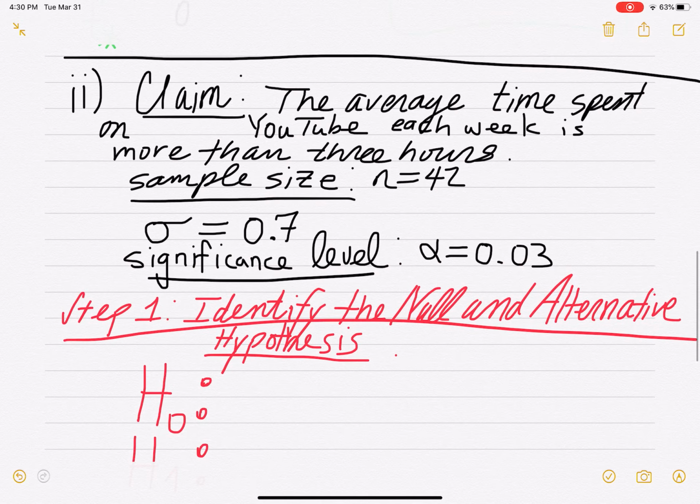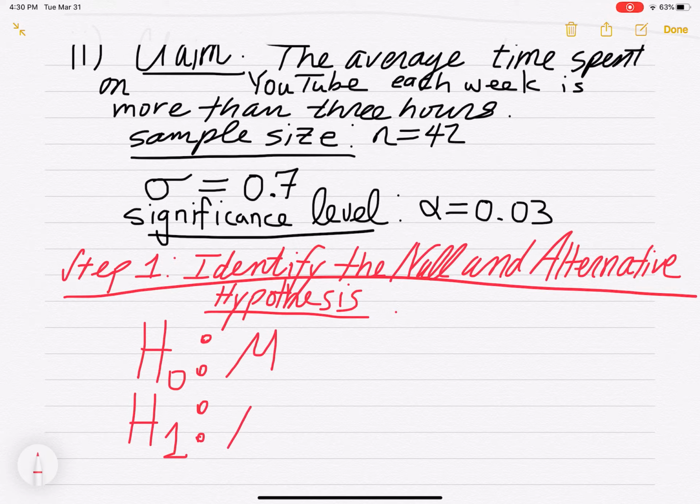So it's always going to be about the population mean in our problem. Remember, the null, H0, always involves equal to. So we're talking about the average, and we're comparing the average to 3 hours. So the mean equals 3 would be the null.